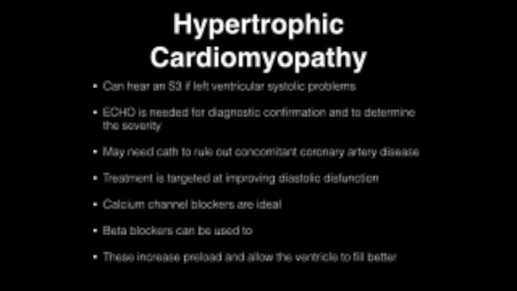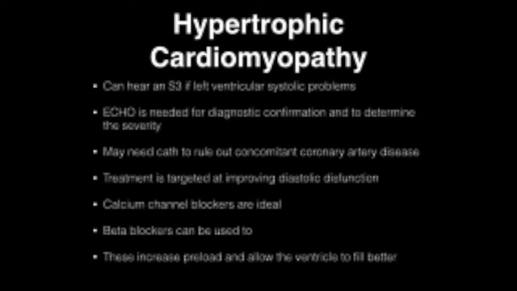So beta blockers are good to treat. I misspoke. Calcium channel blockers are ideal. Calcium channel blockers in general, anytime there's any diastolic dysfunction, improve things. They dilate the arterial side, and because there's smooth muscle activity, relaxing the smooth muscles helps improve diastolic dysfunction. Beta blockers can be used also to help increase preload and allow the ventricle to fill better.